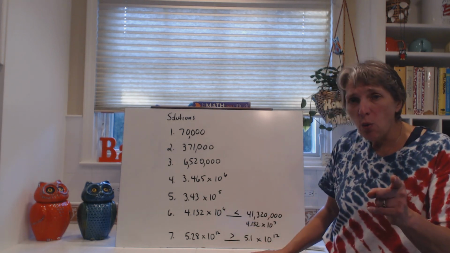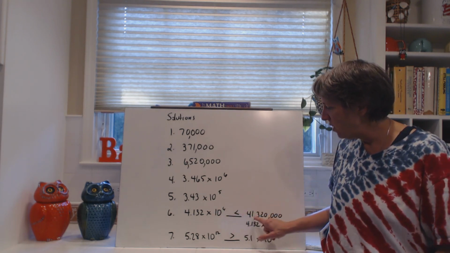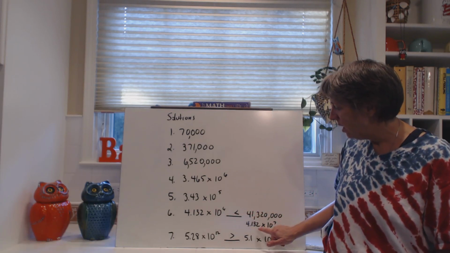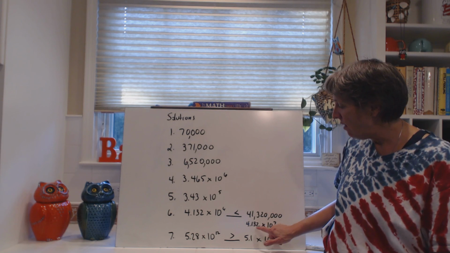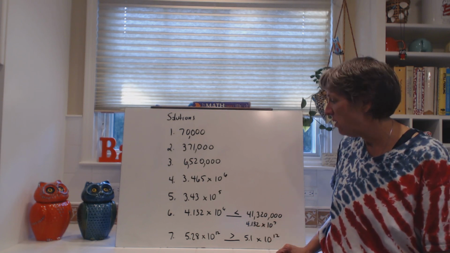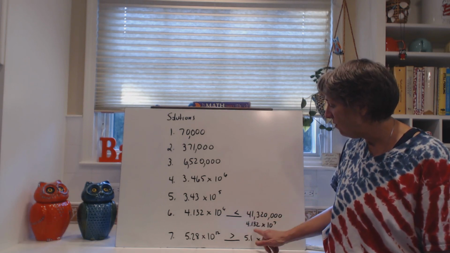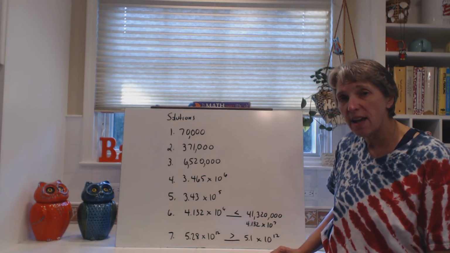This one, you had to show work on number 6. You had to have them in the same form. So I changed 41,320,000 into scientific notation and got 4.132 times 10 to the 7th. So 4.132 times 10 to the 6th is less than 4.132 times 10 to the 7th.